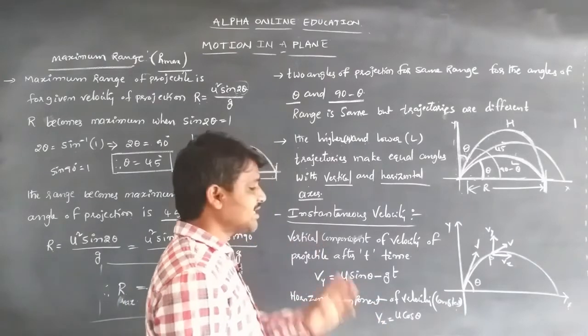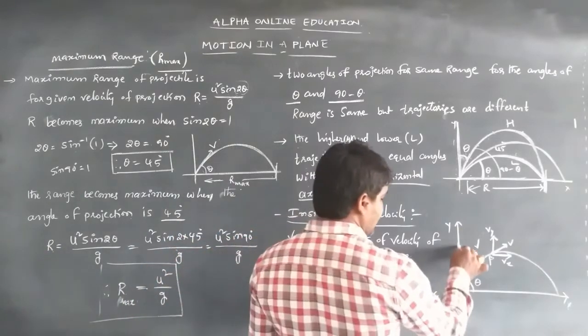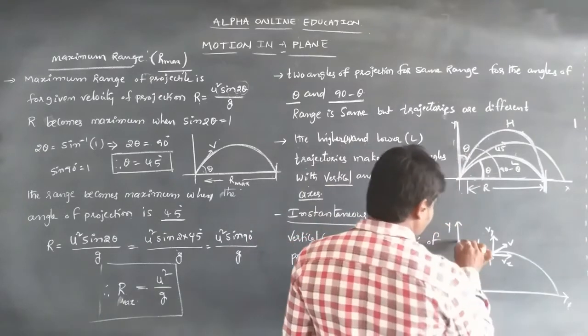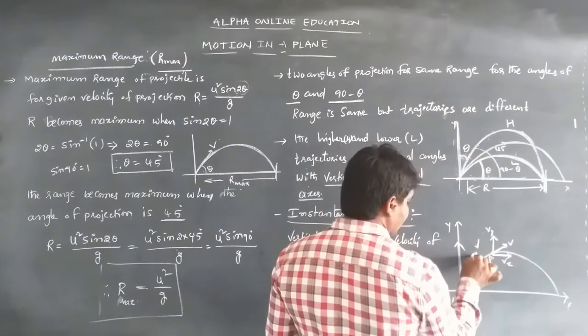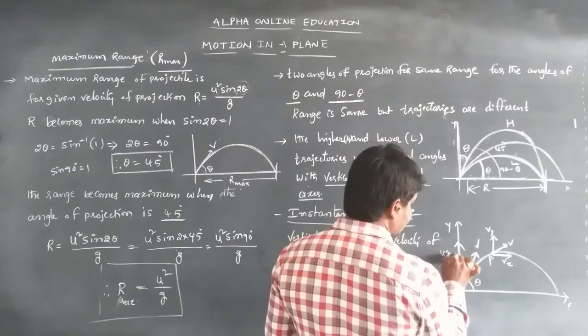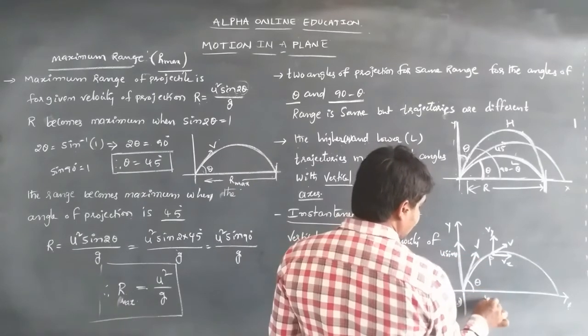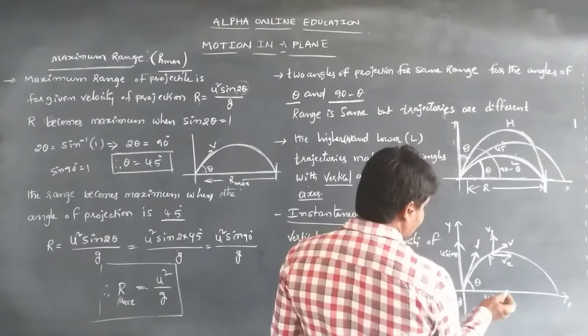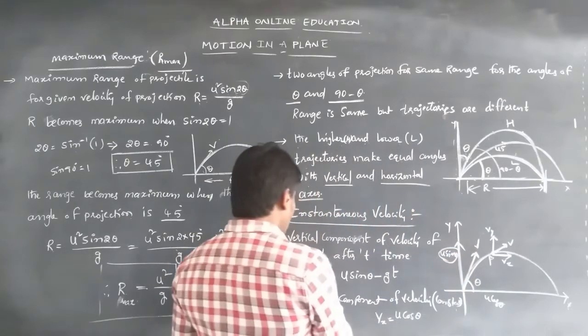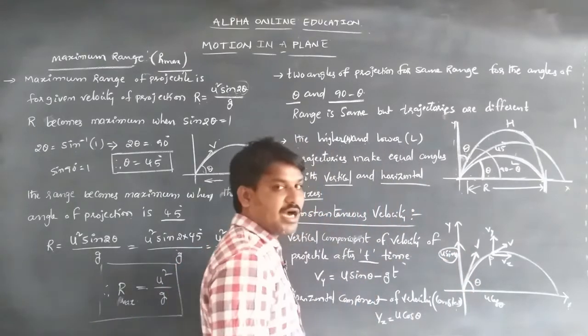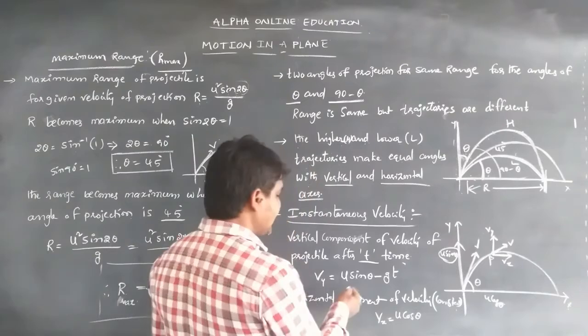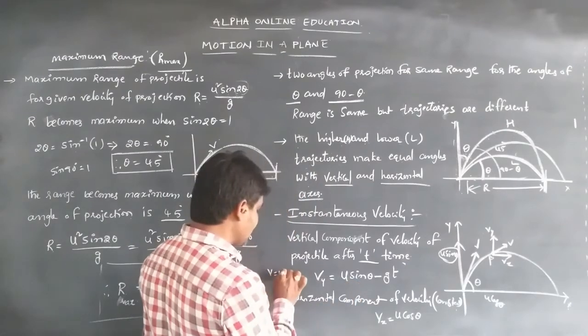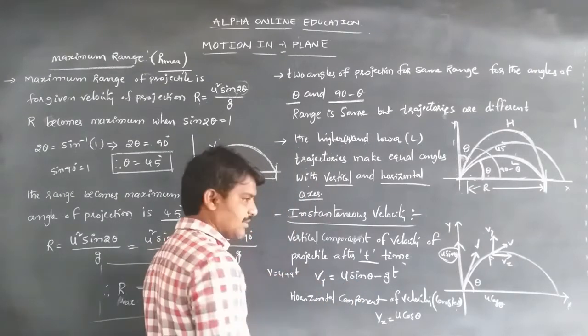Here, taking the vertical component of velocity, the body is projected at an angle, so we consider the vertical component u sin theta and the horizontal component u cos theta. After time t, we consider the kinematical equations of motion.